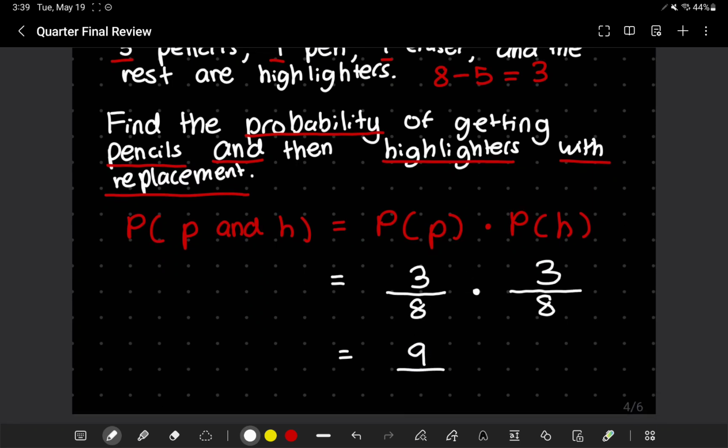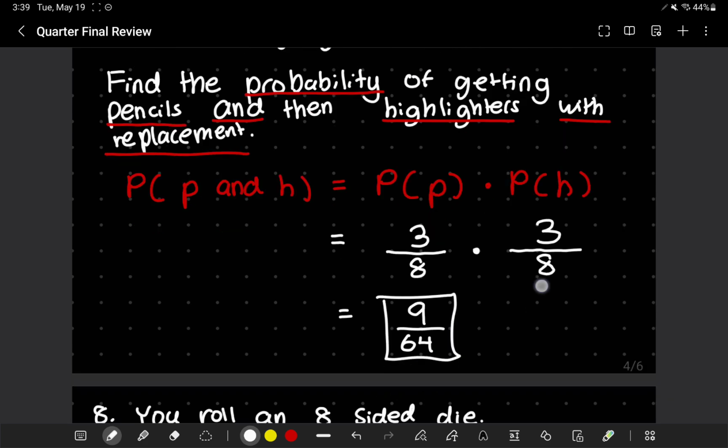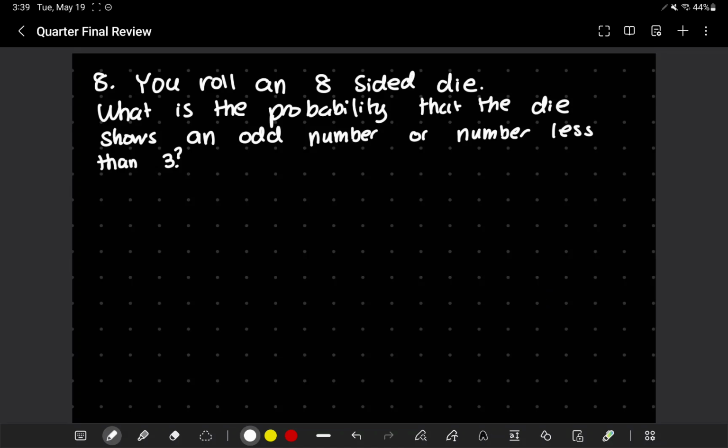And then lastly, 8 times 8, giving you 64. That's the answer to number 7, or a similar one at least. We move on to number 8.